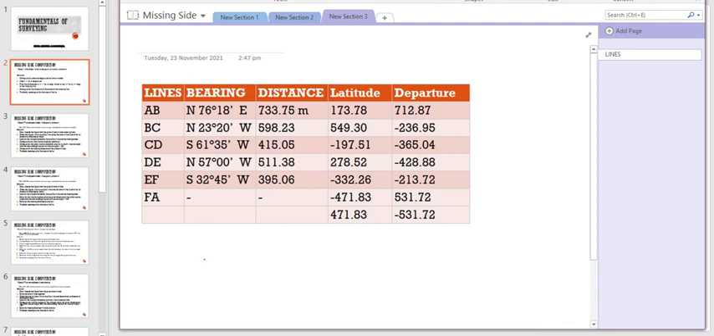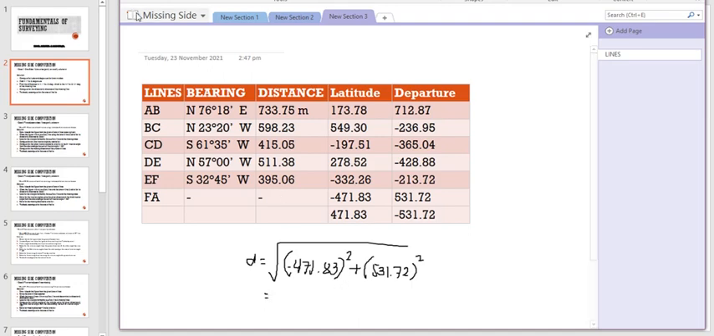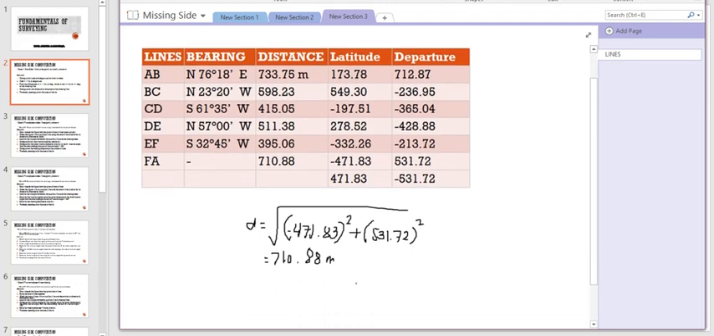So distance d is the square root of 471.83 squared plus 531.72 squared, which equals 710.88 meters.